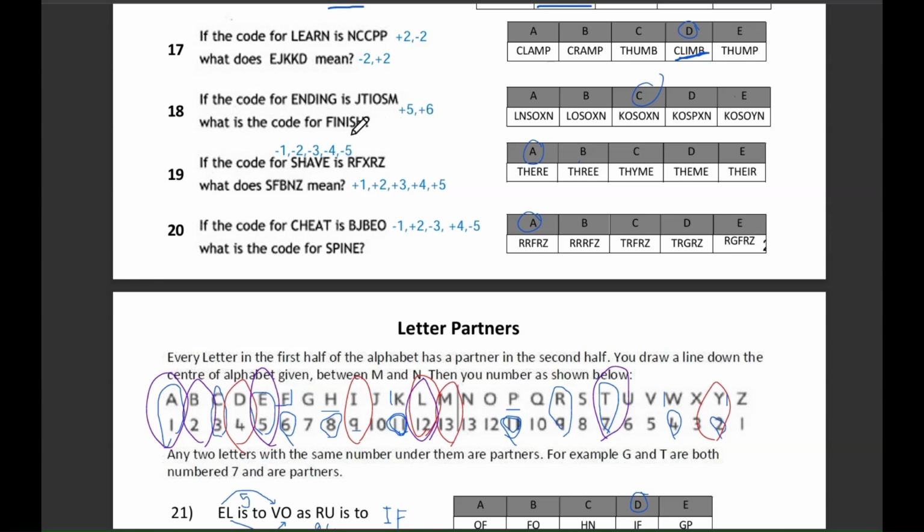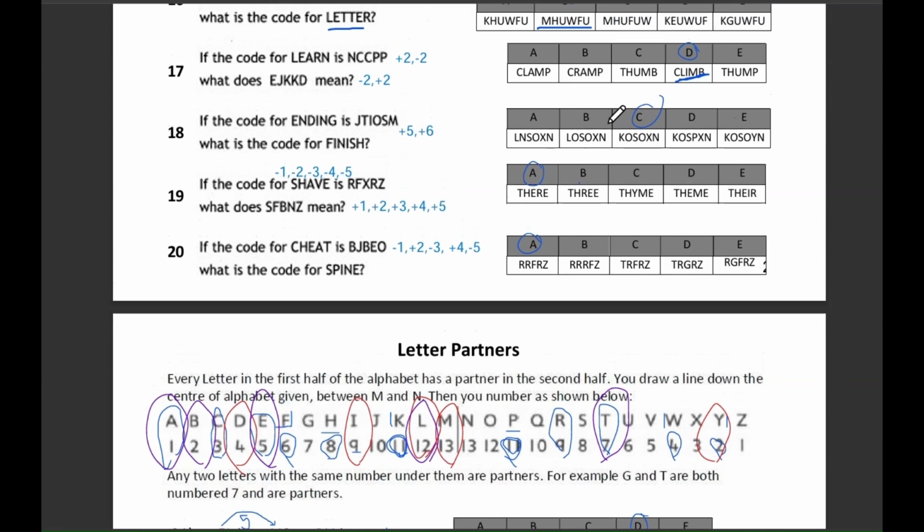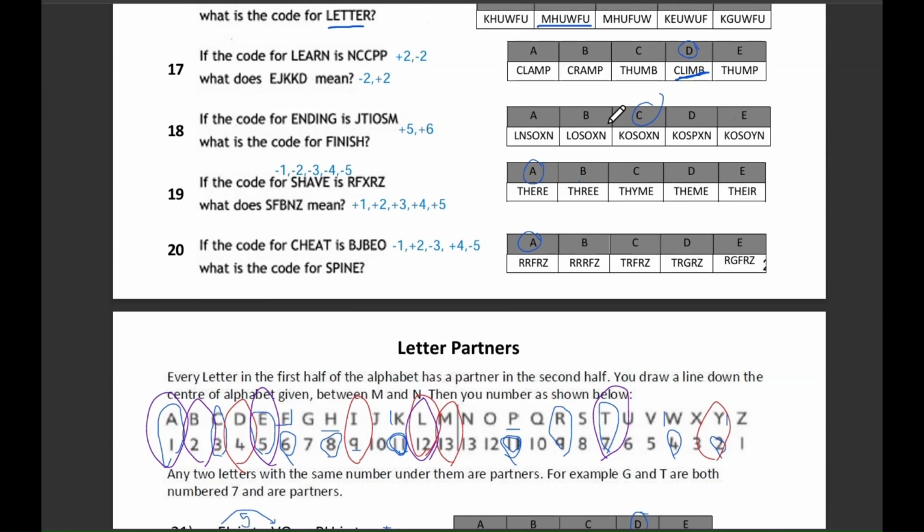So here it's alternating between +5 and +6. If we apply that to finish, F to T is +5, I to H is +6, N to E is +5, I to R is +6, S to E is +5, and H to E is +6. This gives us 3. The correct answer is B.